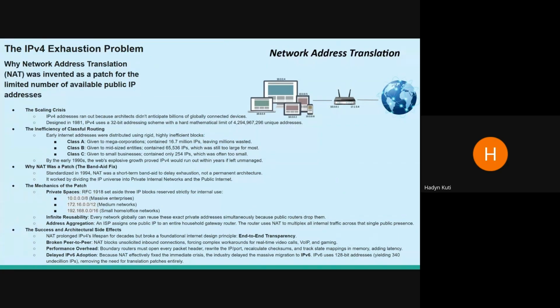IPv4 uses a 32-bit addressing scheme with a hard mathematical limit of 4,294,967,296 unique addresses. The inefficiency of classical routing: early internet addresses were distributed using rigid, highly inefficient blocks. We had 3 classes. Class A was given to mega corporations, Class B was given to mid-sized entities, and Class C was given to small businesses. By the early 1990s, the web's explosive growth proved IPv4 would run out within years.